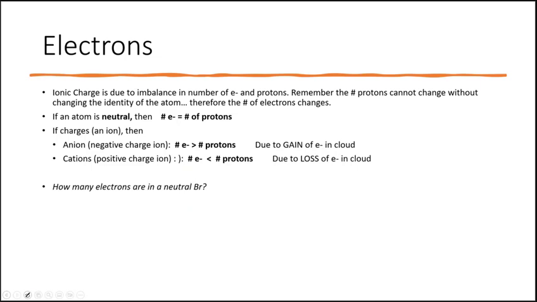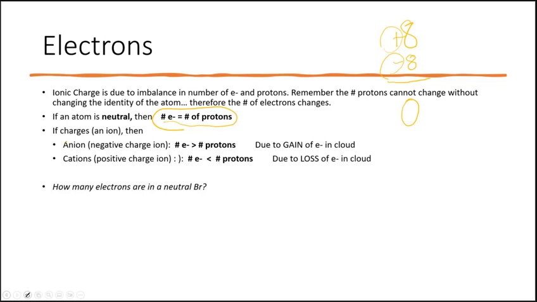Let's look at electrons. Ionic charge is due to imbalance in the number of electrons and protons. Remember, the protons can't change without changing the identity of the atom, so the number of electrons changes to make this happen. If an atom is neutral, then the number of electrons equals the number of protons. Think about it. If I have 8 protons, which are positive, and 8 electrons, which are negative, then 8 minus 8 is 0. So it's neutral.